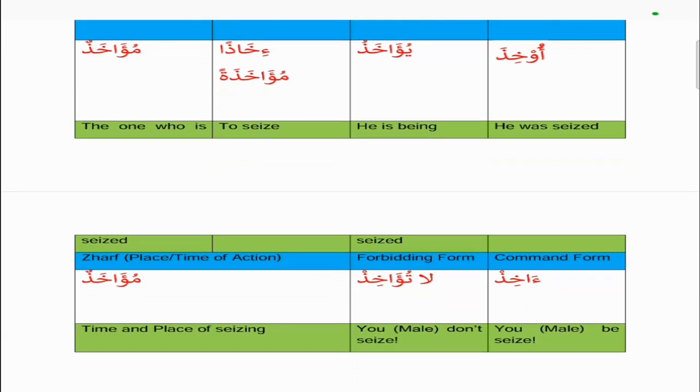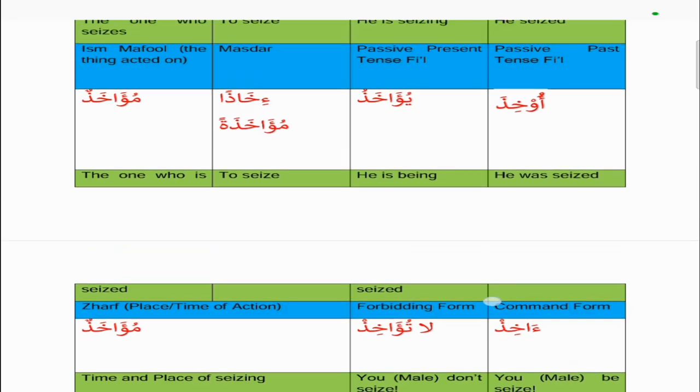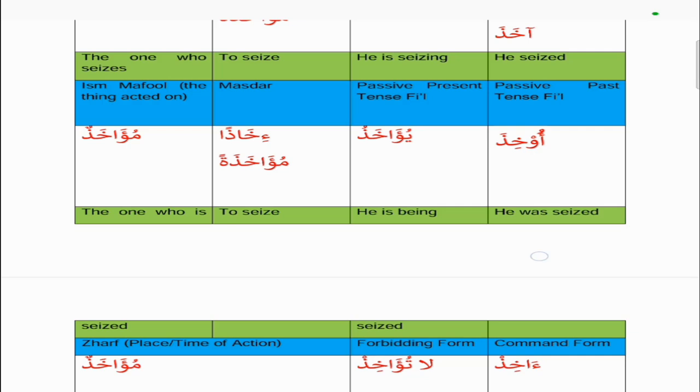And then the command form, i'akhiz, which means you male seize, and the forbidding form is la tu'akhiz, you male don't seize, and the zarf is mu'akhazun, which is a copy of the ism maf'ul.